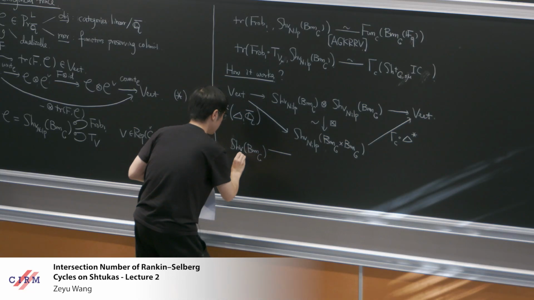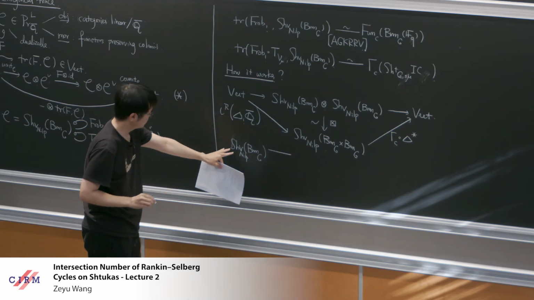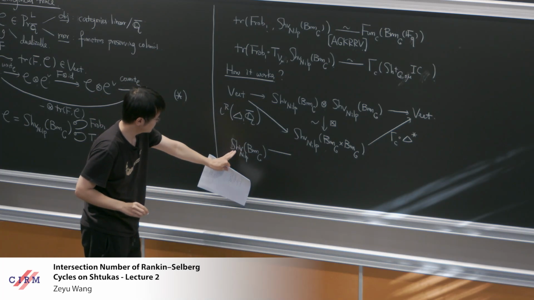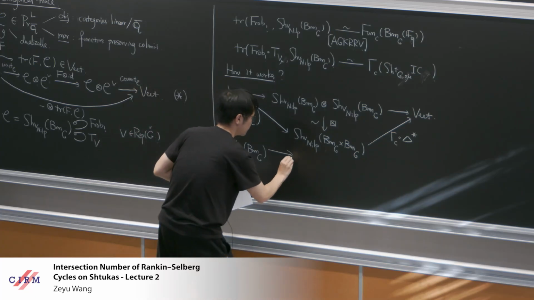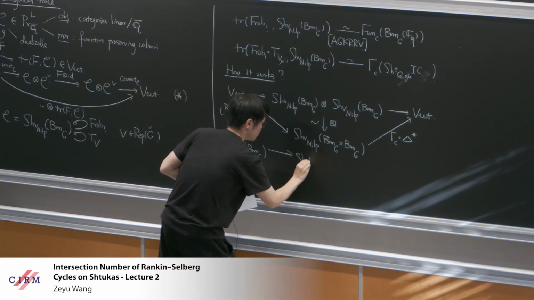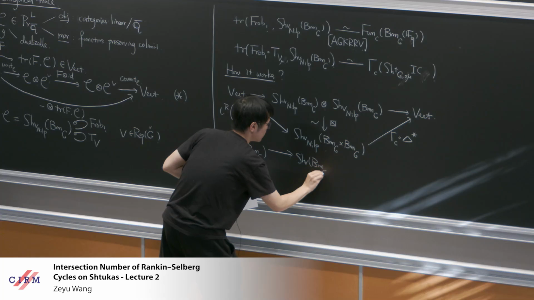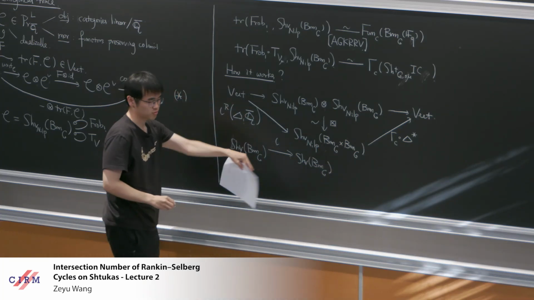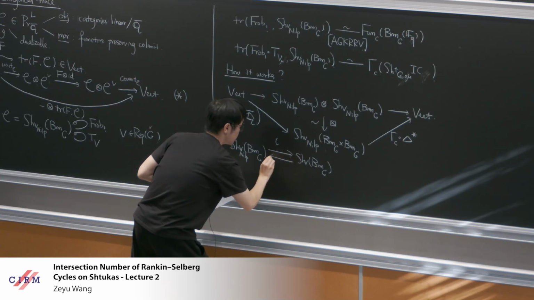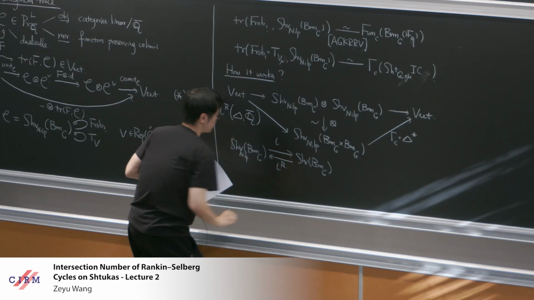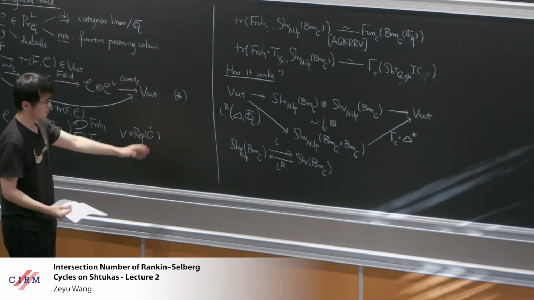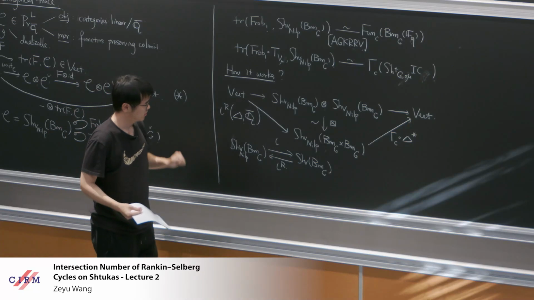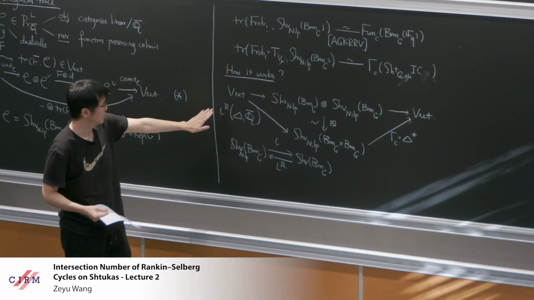Okay, so there's a fully faithful embedding from the Shv_Nilp of Bun_G to the sheaves on Bun_G. And this functor is called iota. And this is right adjoint. Yeah, so that's this functor.